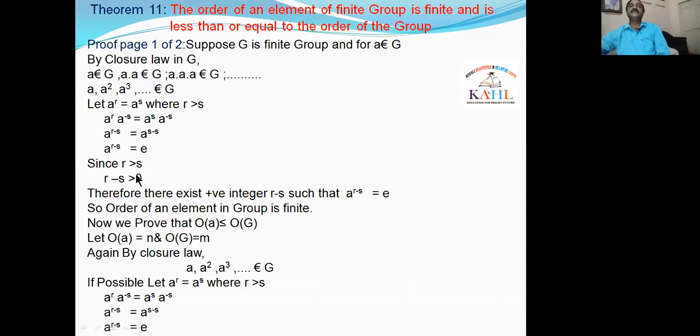Since R is greater than S, R minus S is greater than 0. Therefore, there exists a positive integer R minus S, such that A power R minus S is E. So the order of an element in a group is finite, because R minus S is a positive integer and A power R minus S is E. That means the order of A is at most R minus S. That means it is a finite one.